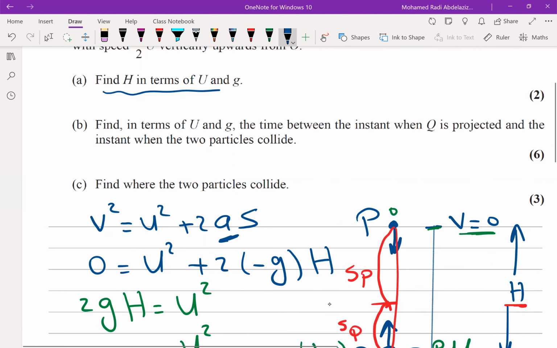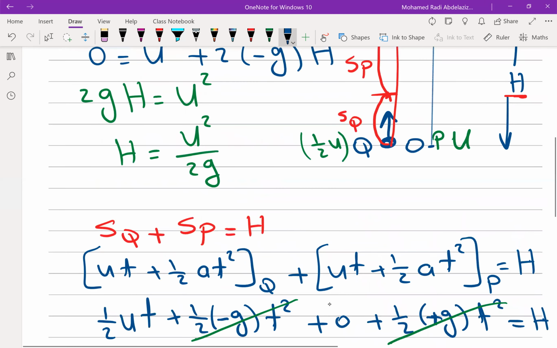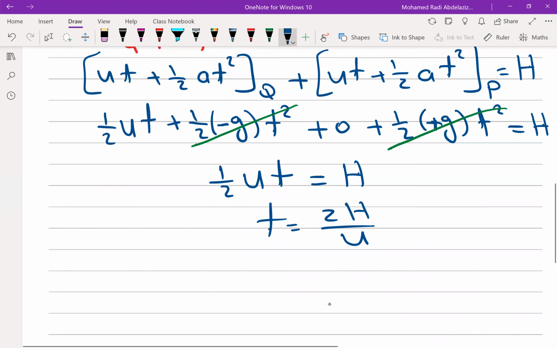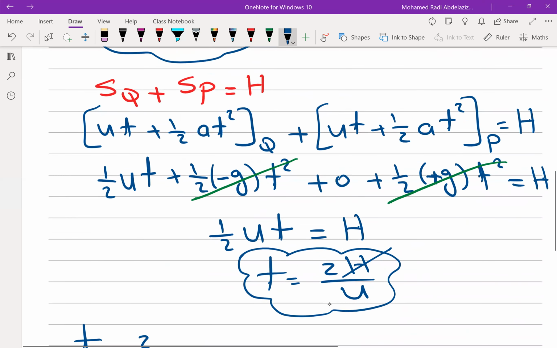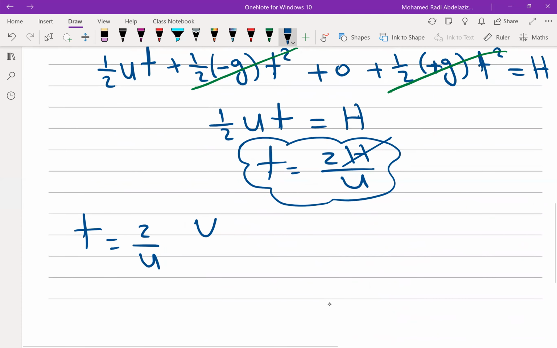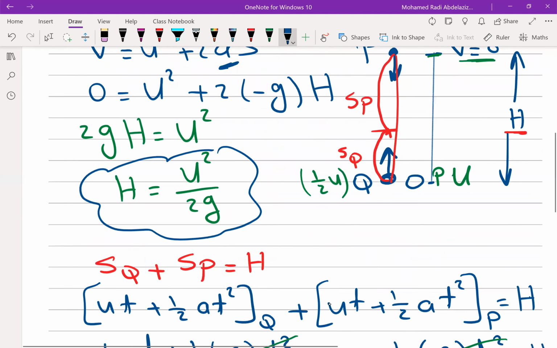Part B asked to find the time in terms of u and g, so you have to remove h from this equation. We already have h. Substitute in this equation to get the time in terms of g and u only. 2 divided by u, remove h, and write u squared over 2g. Simplify your answer, so the answer will be u over g. This is the time in terms of u and g.